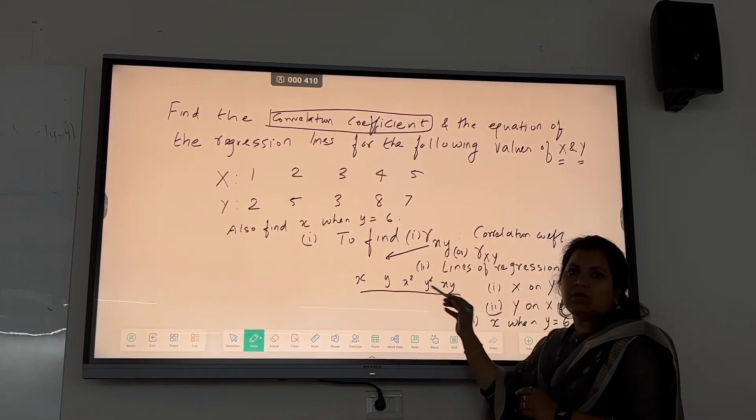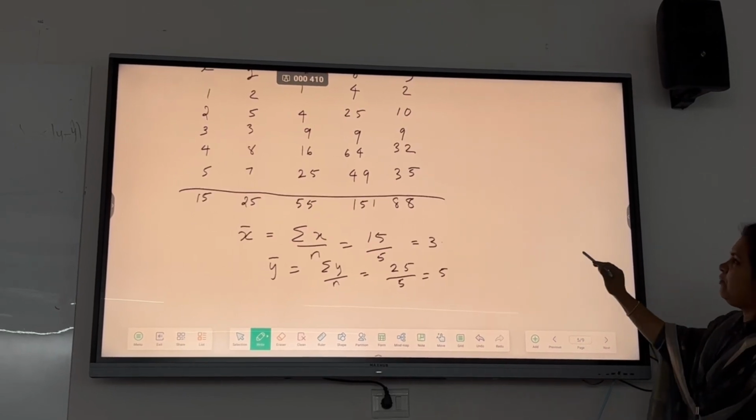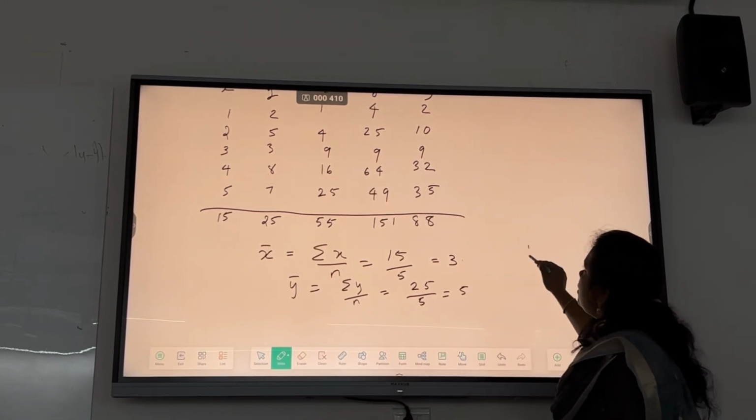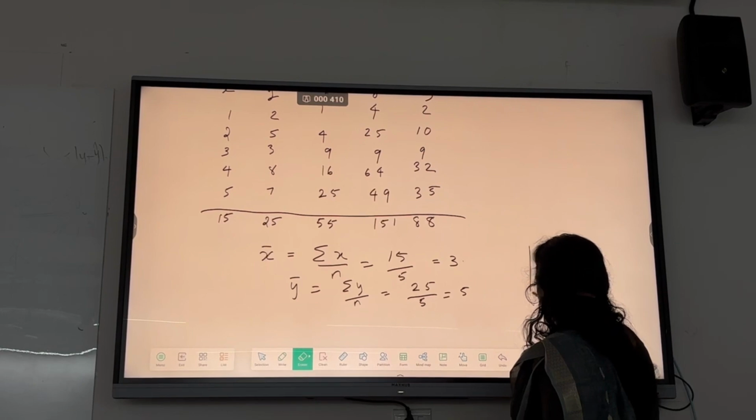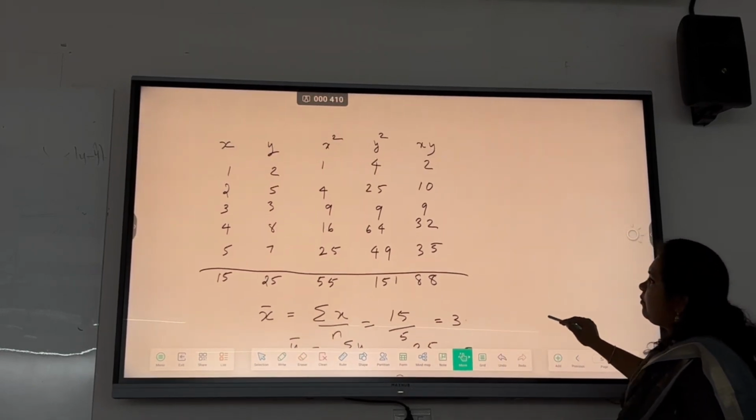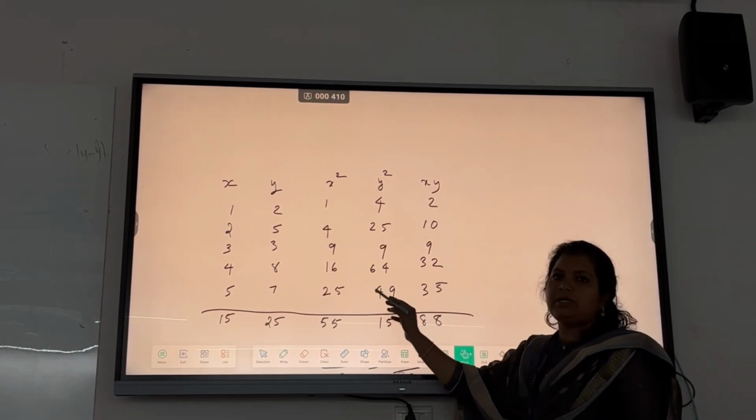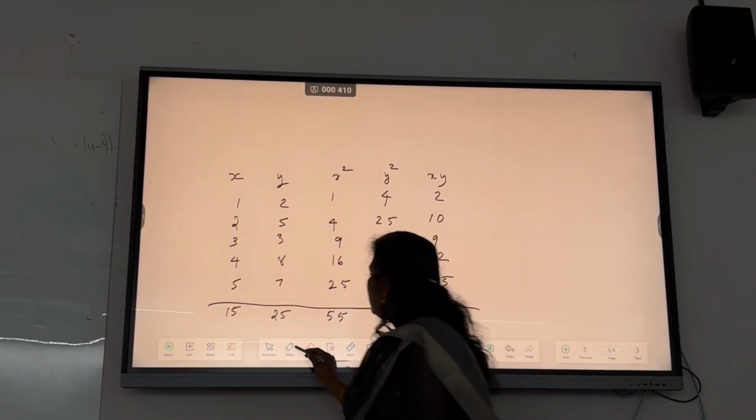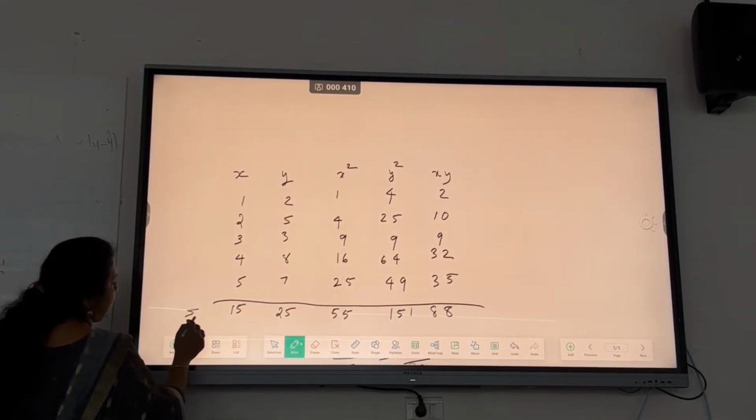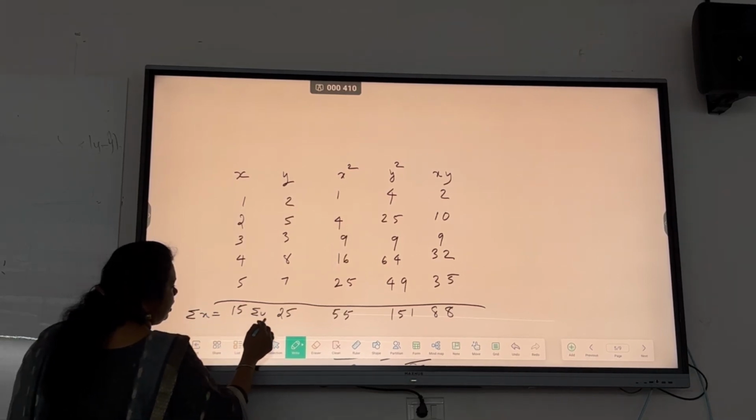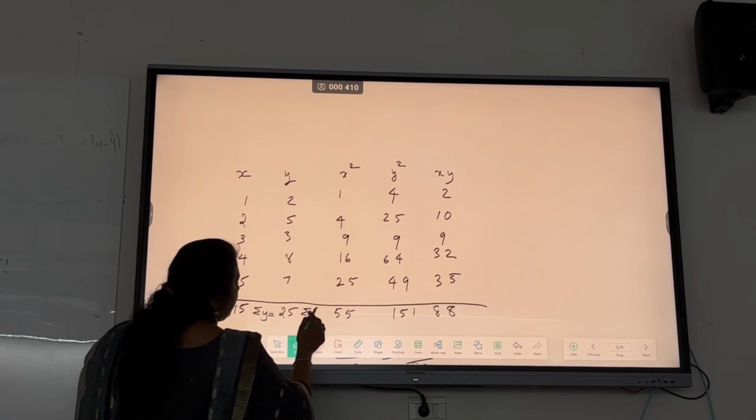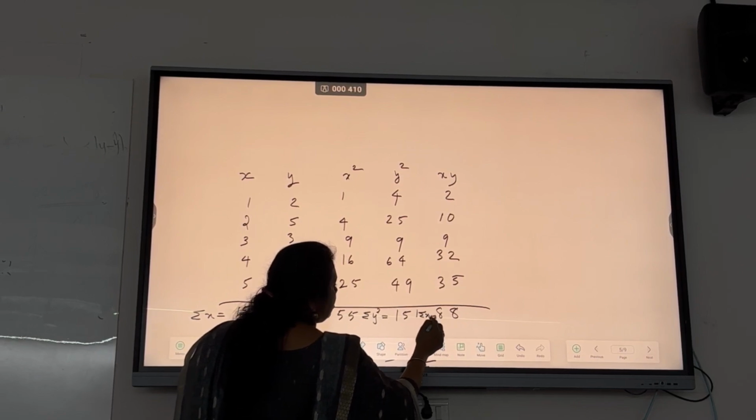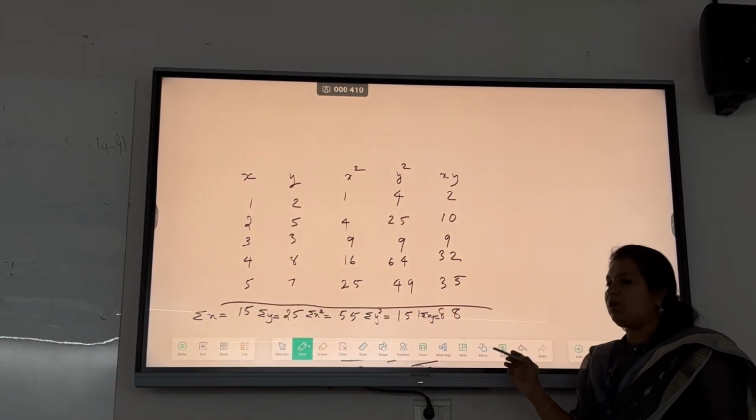So line by line we have to calculate the value. So these are the values. We have to calculate one by one. Now if we calculate the value one by one, we will get the square of the x term, square of the y term, and the product of both the terms. So these are the values for x. That means summation x is this one, summation y equal to 25, summation x square equal to 55, summation y square equal to 151, summation xy equal to 88. So we can find one by one the value.